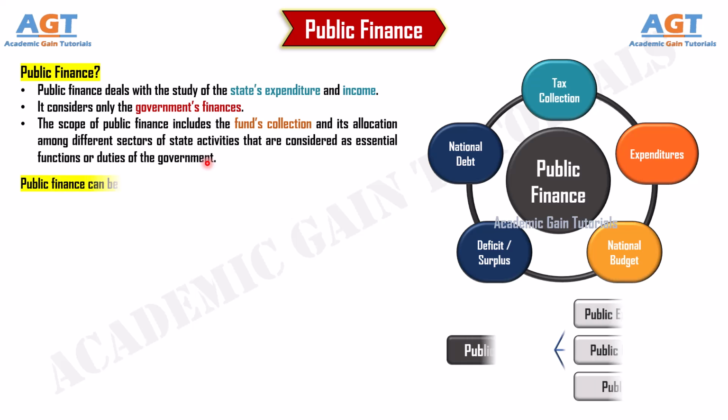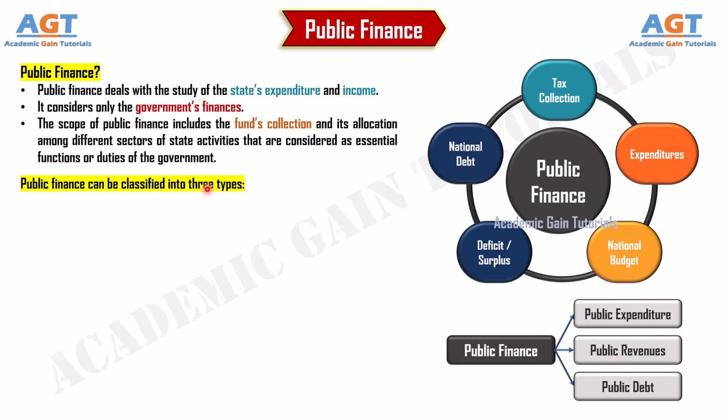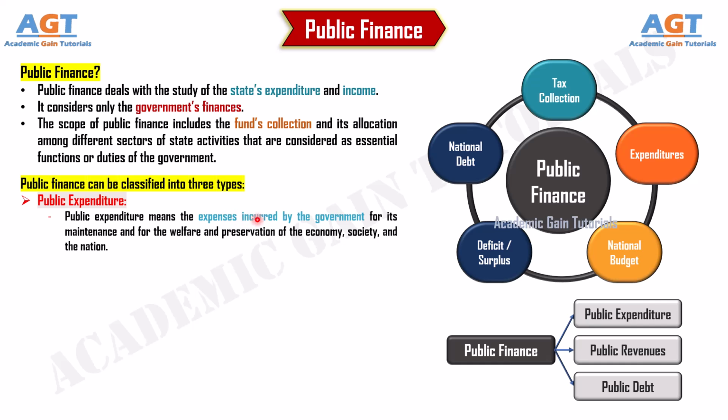Public finance can be classified into 3 types: public expenditure, public revenues, and public debt. Public expenditure. Public expenditure means the expenses incurred by the government for its maintenance and for the welfare and preservation of the economy, society, and the nation.